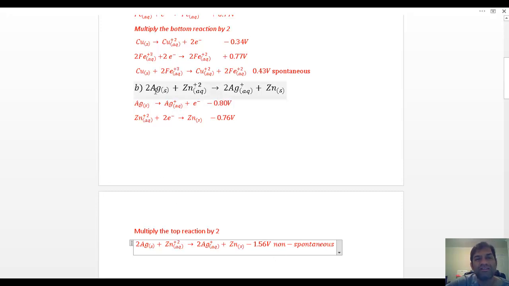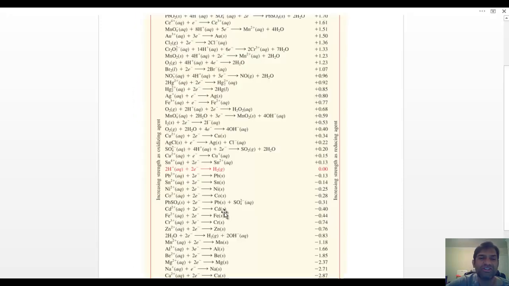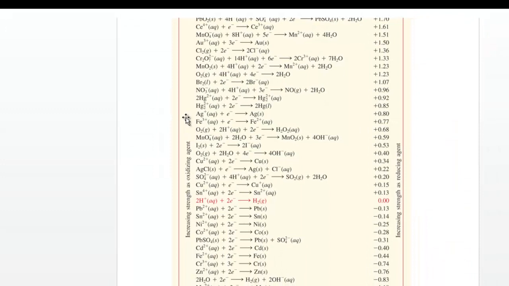So we do not expect silver to get oxidized to silver plus, and we do not expect zinc to get reduced to zinc solid. If you look at it in the positions of the redox potential table, so here is silver, and then zinc is down here, so we would expect the opposite. We would actually expect silver to become reduced and in turn flip this zinc to an oxidation half reaction.